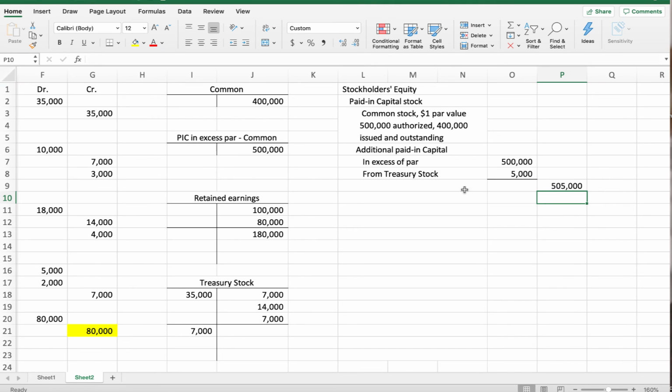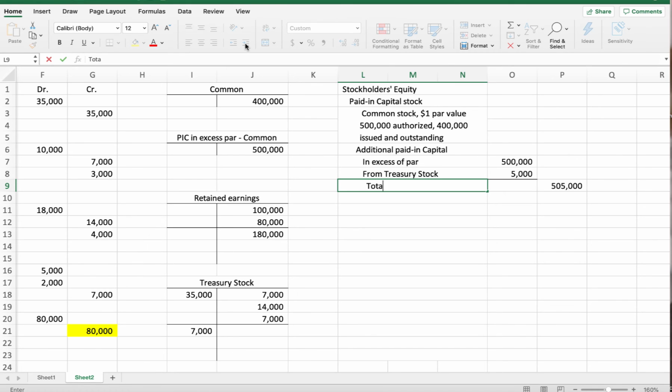Okay? $505,000. What is this? This is my total paid in capital section. So I'm going to indent 1, 2, 3, 4. Indent 4 spaces and say total paid in capital. Okay. The next thing I need to list are my retained earnings, right? So we have paid in capital stock, we have our common, we have additional paid in capital for both accounts.